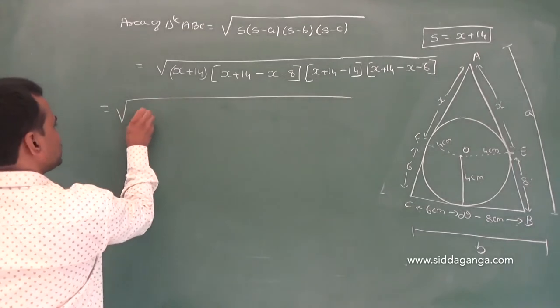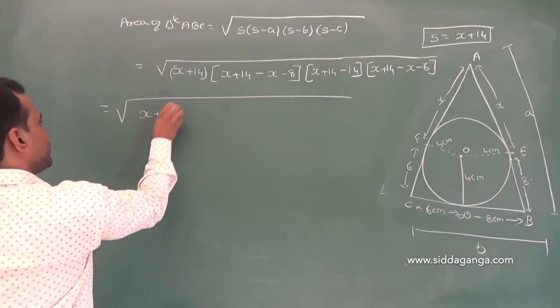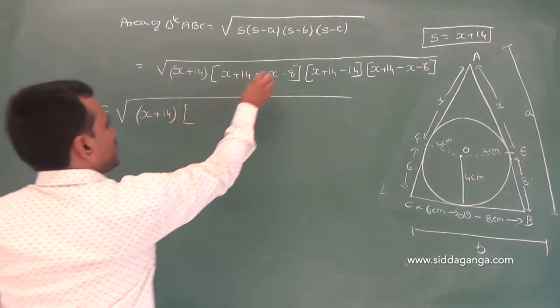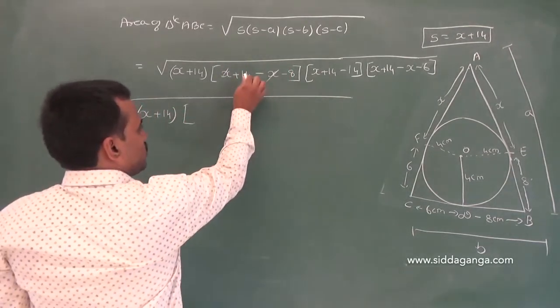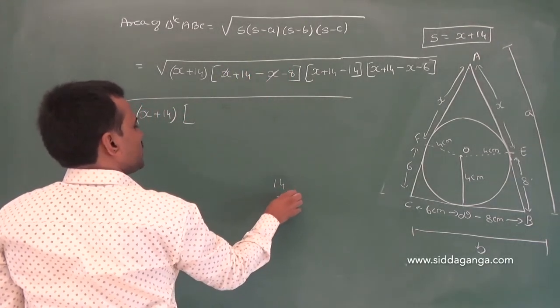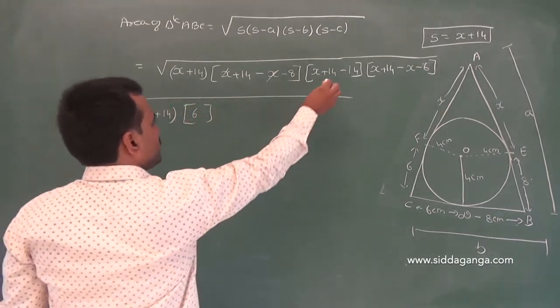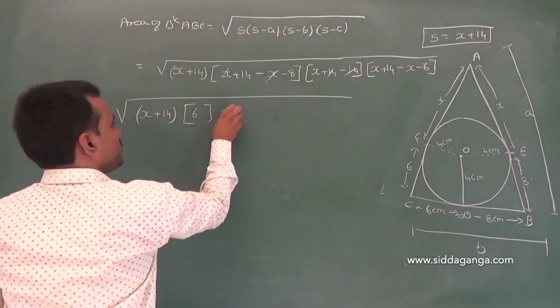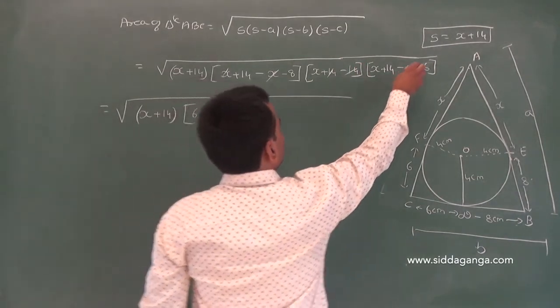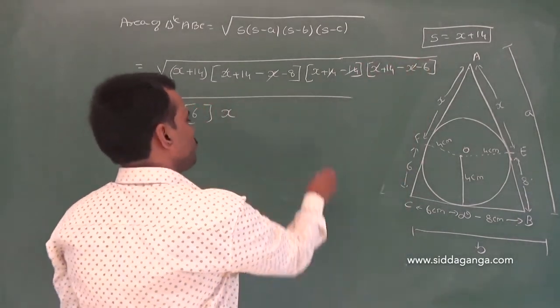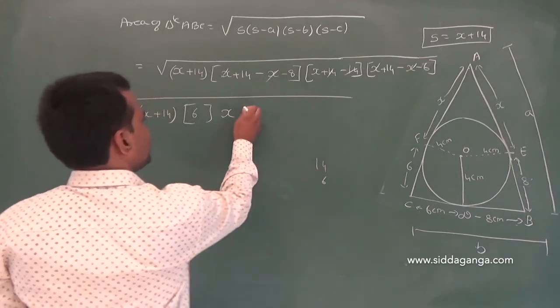So we kept this one as it is, x plus 14. What here? Minus x plus 6 get cancelled. 14 minus 8, it is 6. One value. Correct? Carefully. Minus 14 plus 14 get cancelled into x. So here also minus x plus 6 get cancelled. 14 minus 6, it is 8.